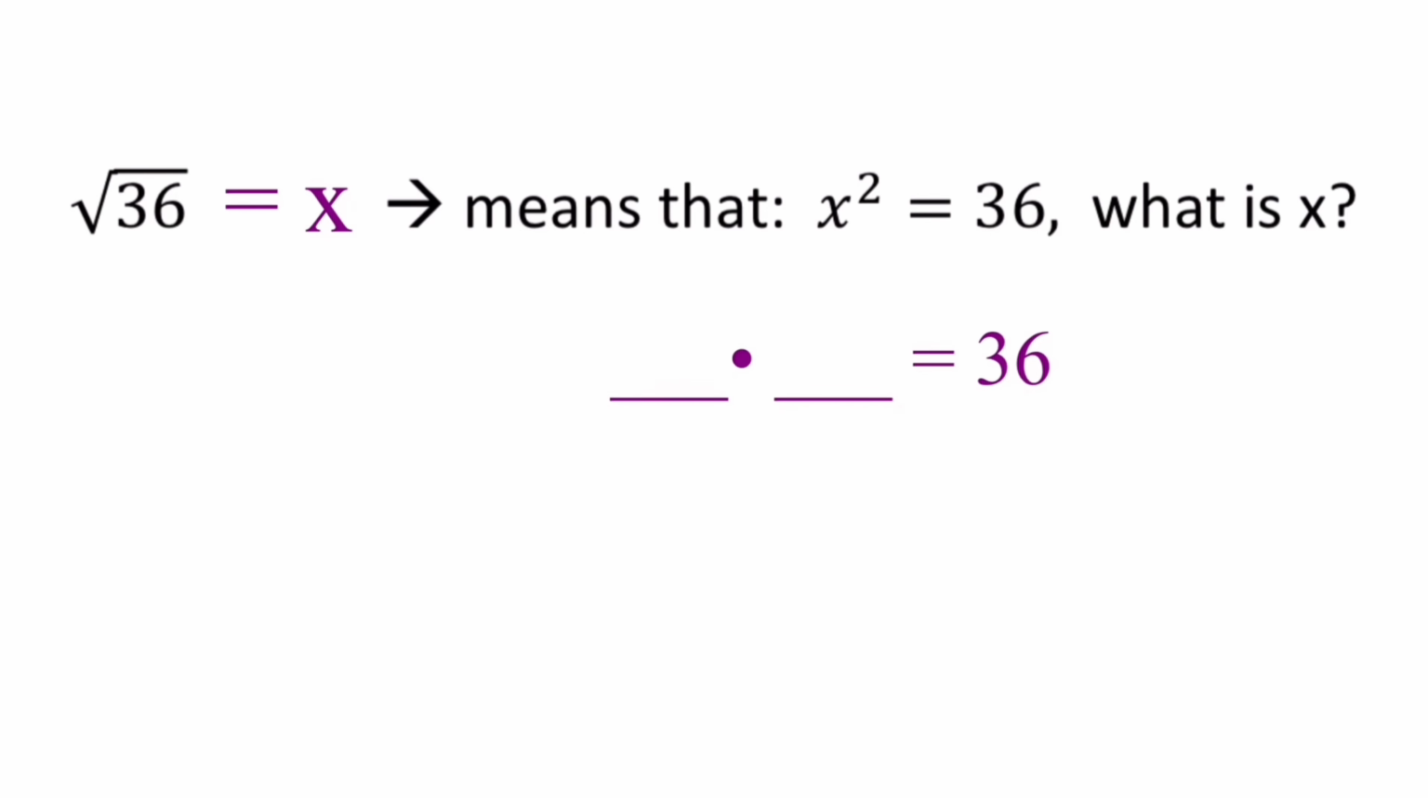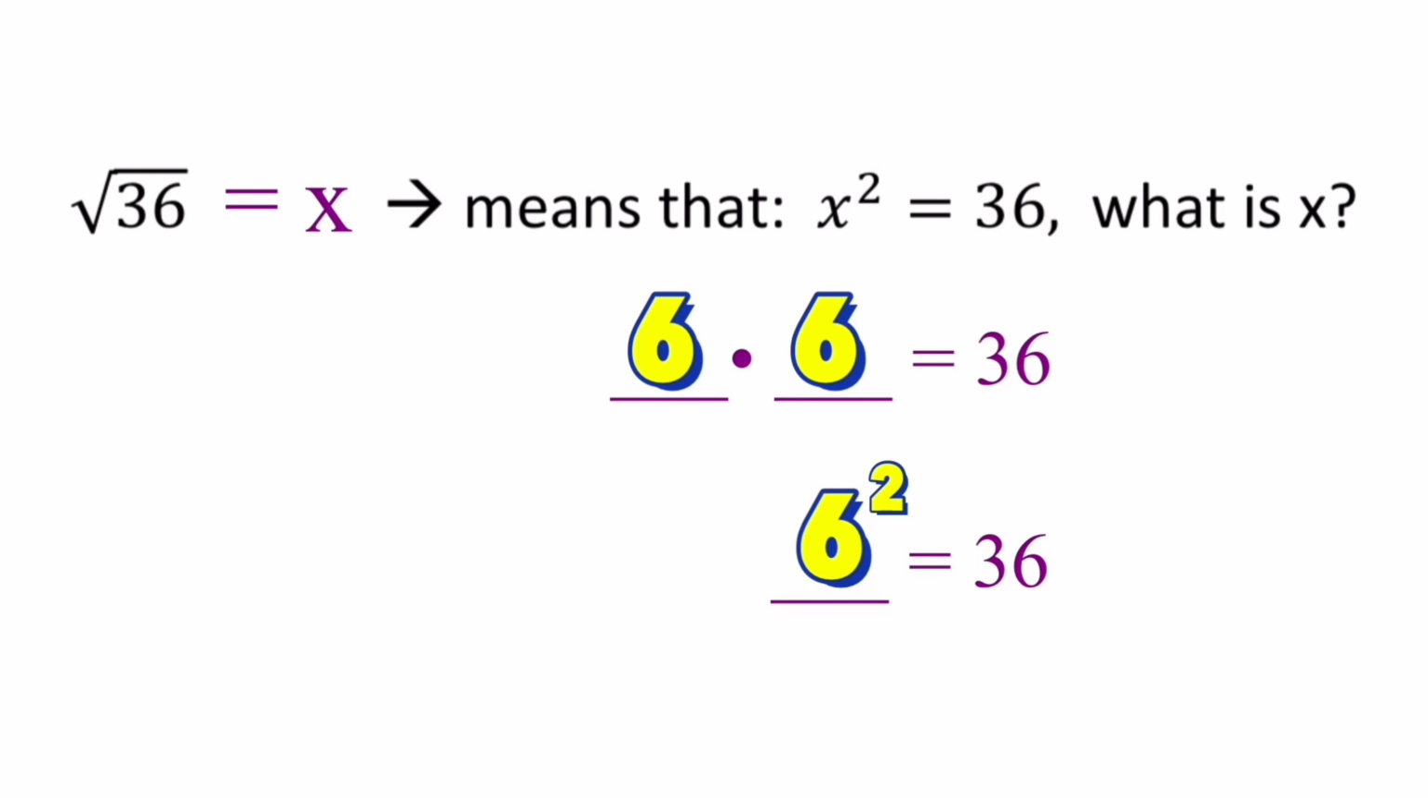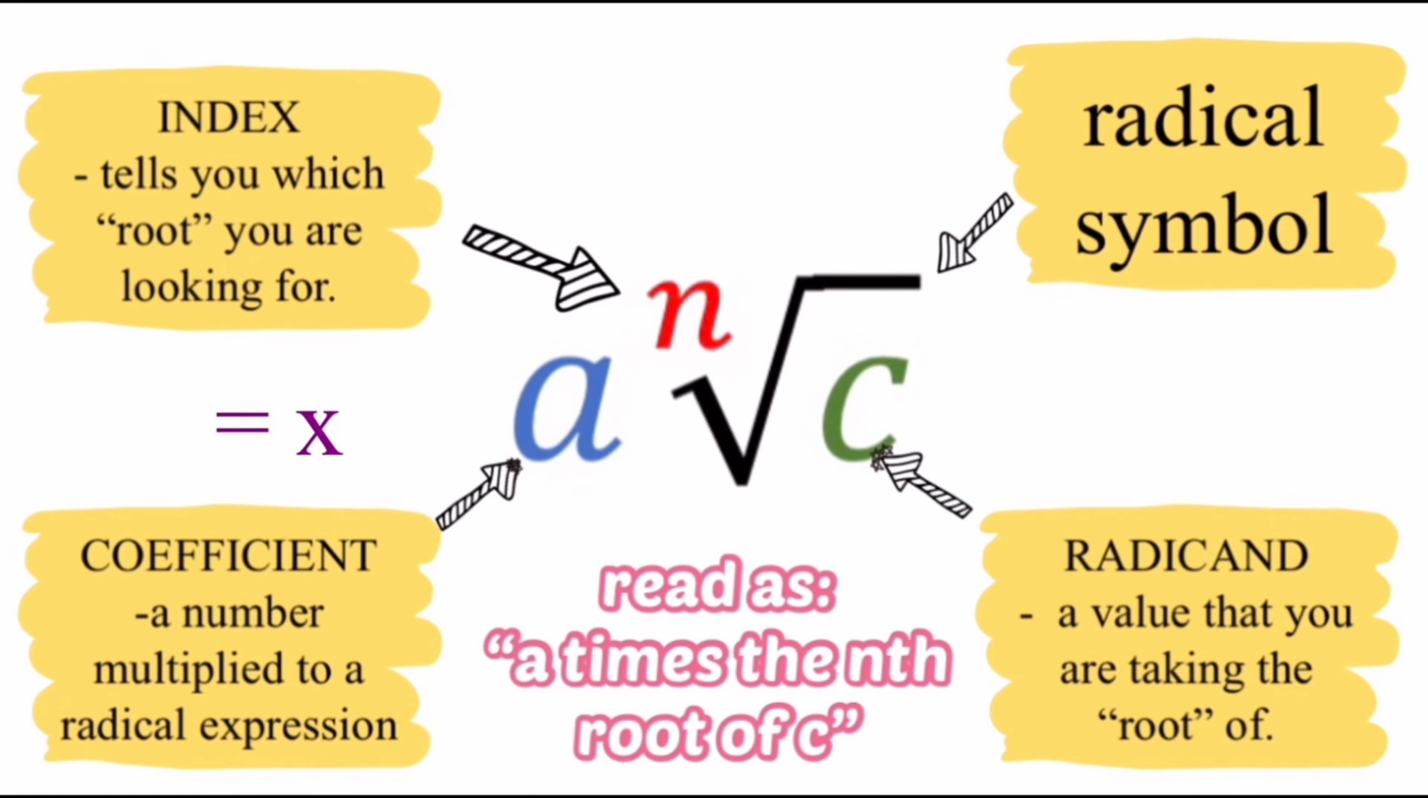Meaning if we have blank times blank equals 36, and it should be the same number. Then these two numbers would be 6 times 6. So 6 times 6 is 36. And so we can go ahead and rewrite this as 6 squared equals 36. This tells us that our x is 6. So this square root of 36 will equal 6. So that's how we evaluate a radical expression. So these are the parts and definition of radical expressions.